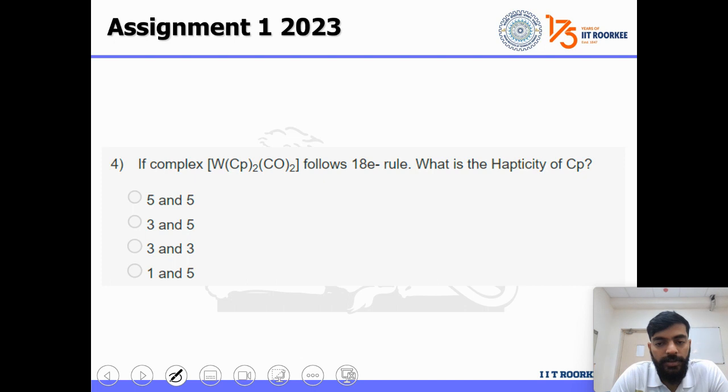In the complex of tungsten, it follows the 18 electron rule. What is the hapticity of Cp? Again, you need to do the calculation with the 18 electron rule and tell me the answer. There are two Cps, and I am telling you that they will not contribute equally. You need to tell which Cp is giving how much hapticity.